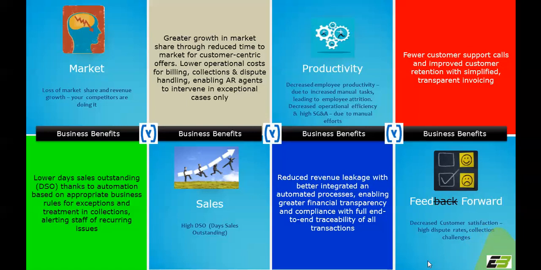To avoid this, SAP Hybris Billing provides a customer-centric focus, increases customer satisfaction or delightfulness, thus increasing market share. It increases automation, such as automated workflows, transparency in financial transactions, and improved collections, giving alerts to staff members about due payments, thus reducing the days sales outstanding, and of course lowers the operational cost.